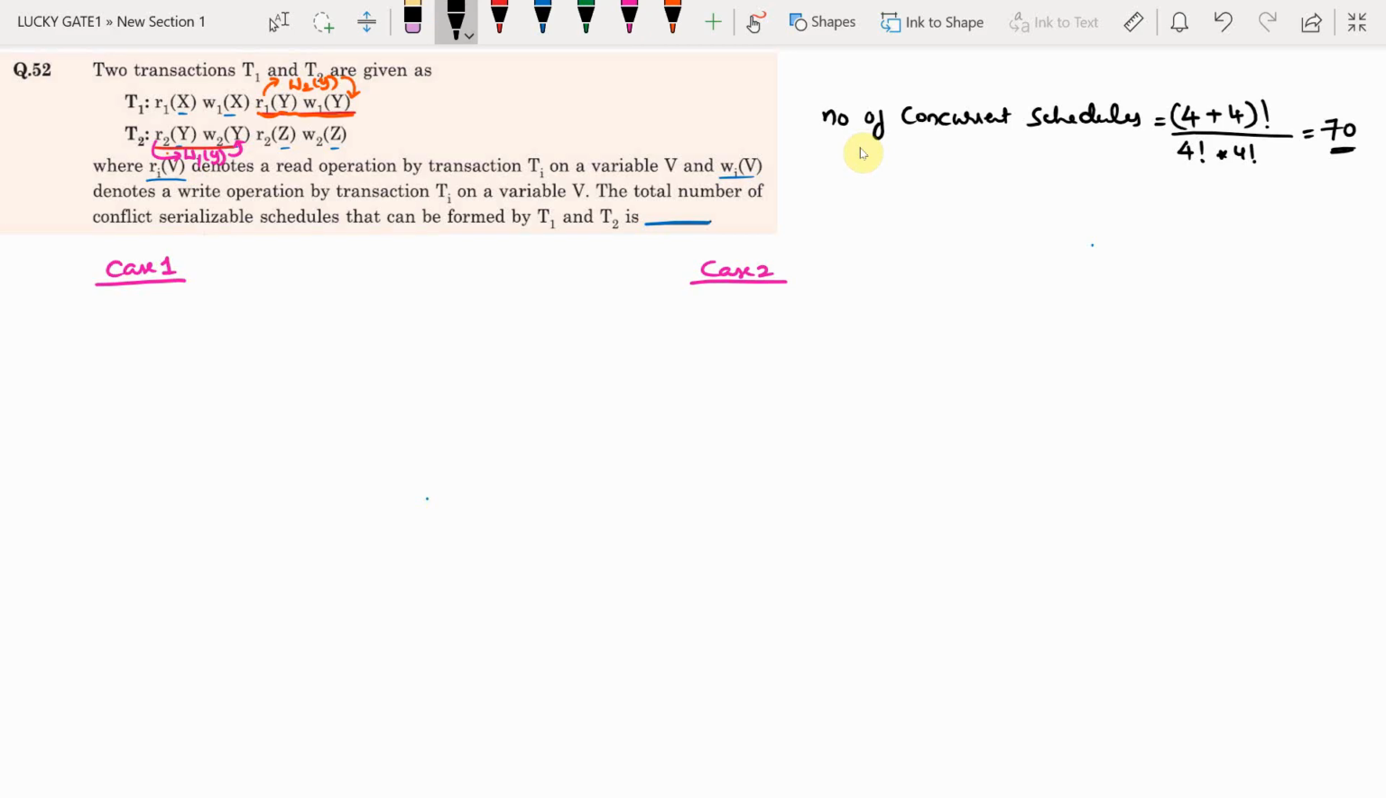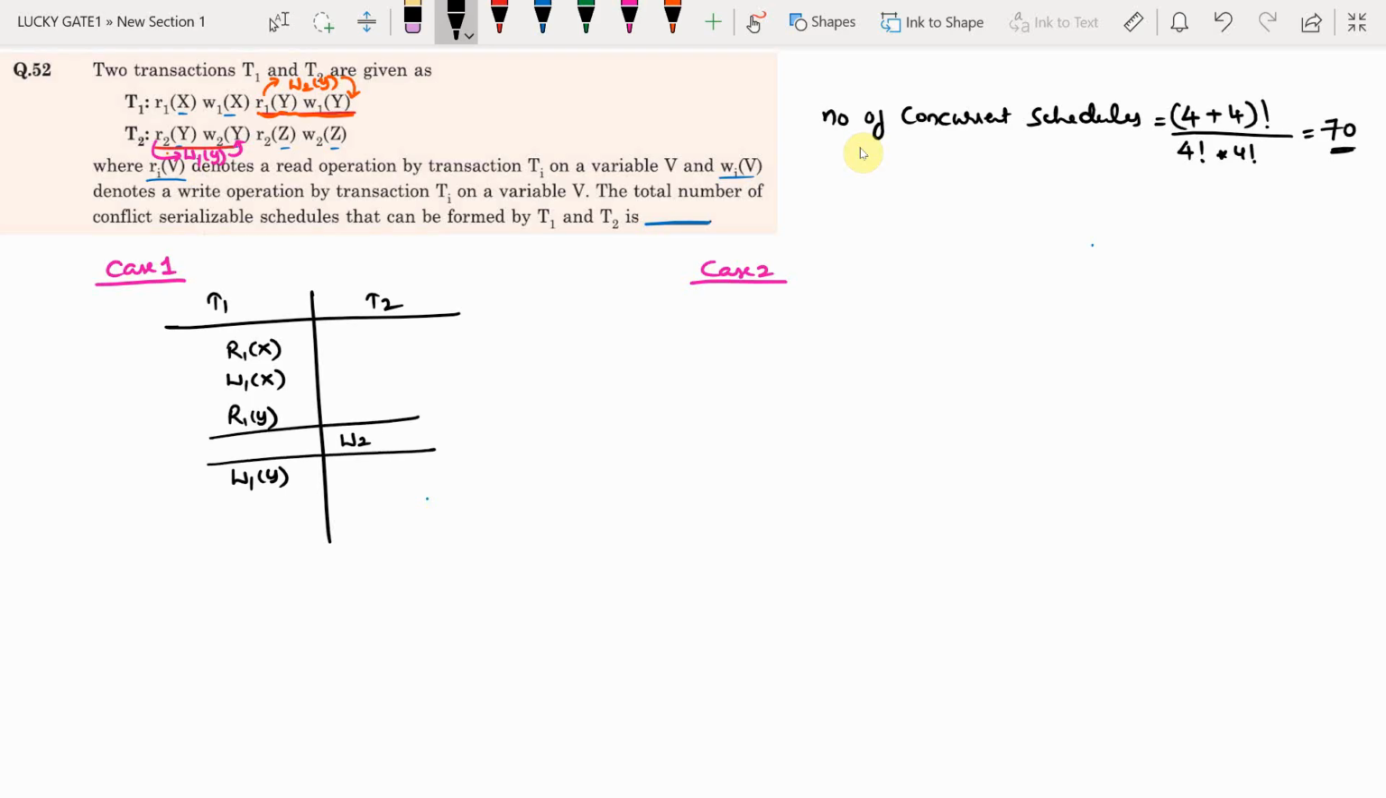Now what is the first case? In the first case, W2Y should appear between R1Y and W1Y. These are the operations of T1: R1X, W1X, R1Y and W1Y. Between R1Y and W1Y, what is required to cause a cycle? W2Y, so that R1Y, W2Y is a conflict. You can expect an edge in the precedence graph from T1 to T2, similarly from T2 to T1. Because a cycle is possible, it is causing a non-conflict serializable schedule.